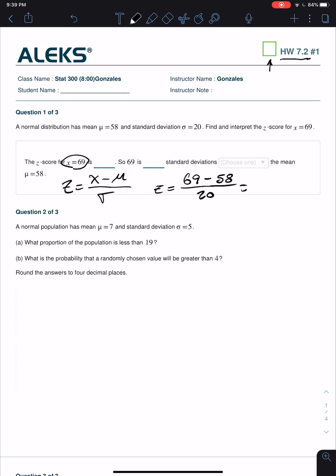And what do we have? 69 minus 58 is 11. And 11 divided by 20 gives us 0.55. Hey, that's, like I said, a little more than half.